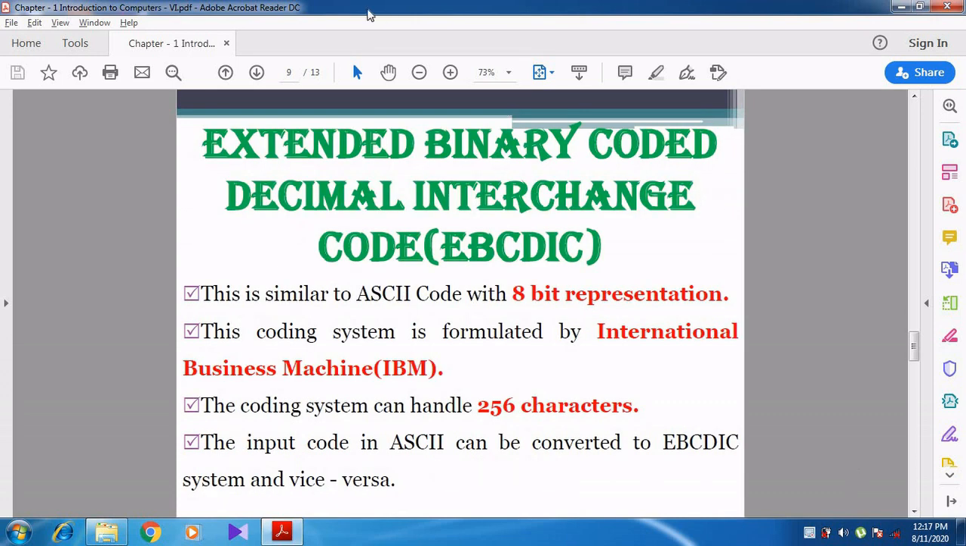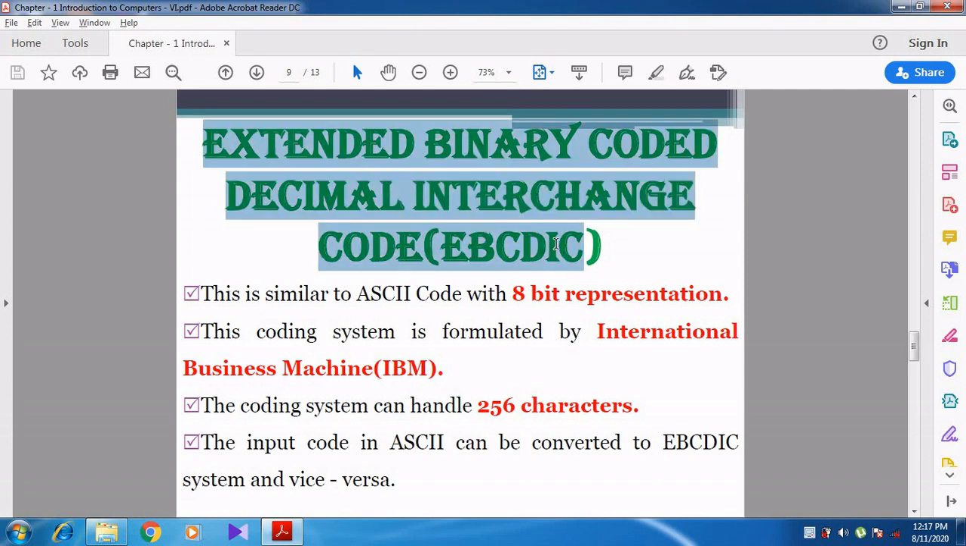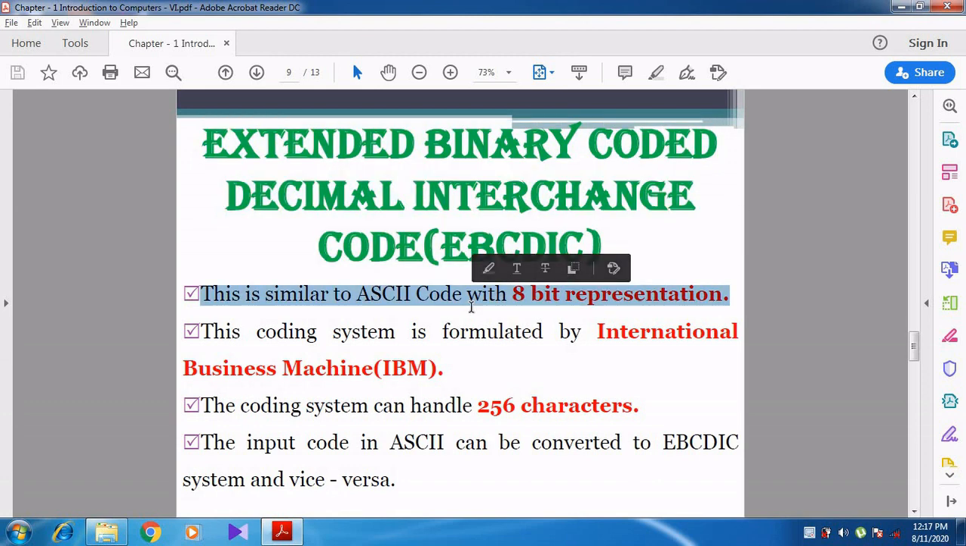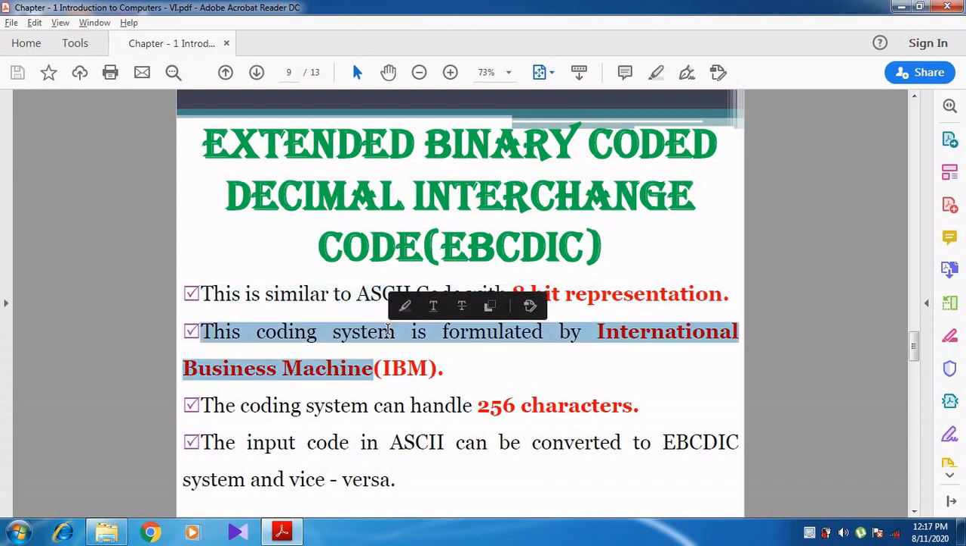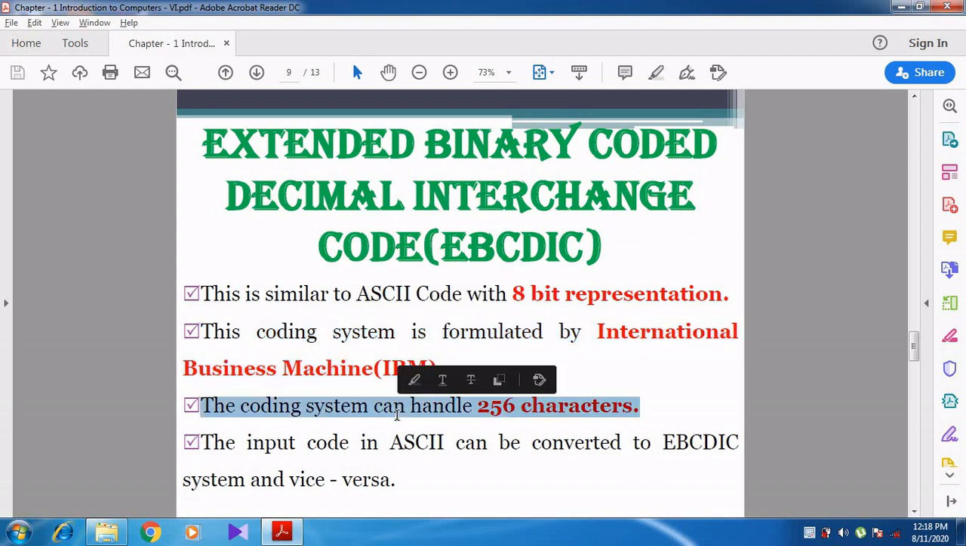What is meant by Extended Binary Coded Decimal Interchange Code, EBCDIC? This is similar to ASCII, with an 8-bit representation. This coding system was formulated by IBM, International Business Machines. It was developed by that particular company. And this can handle 256 characters, because 2 power 8 means 256 characters.